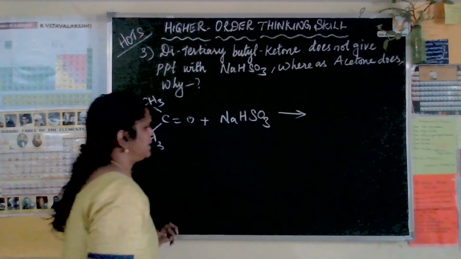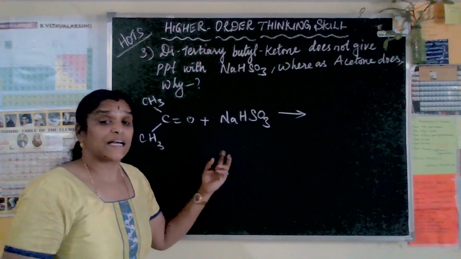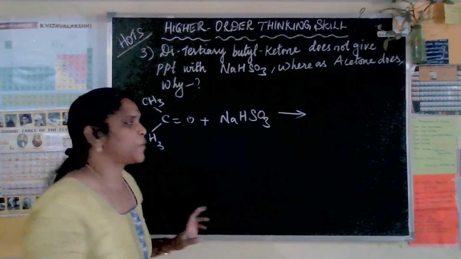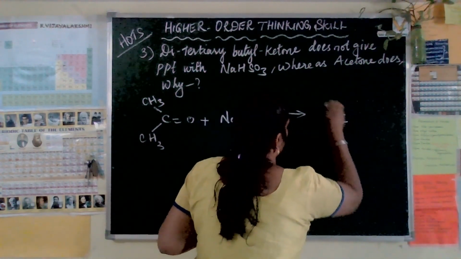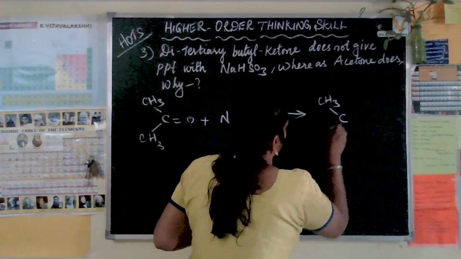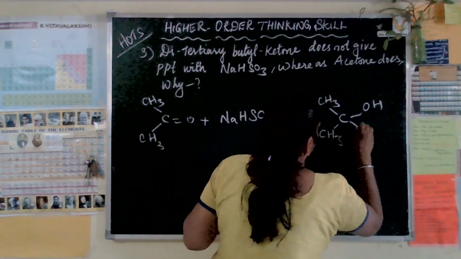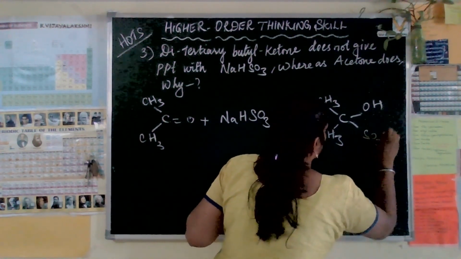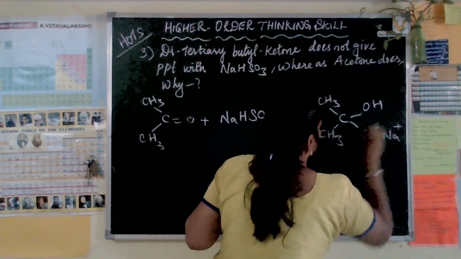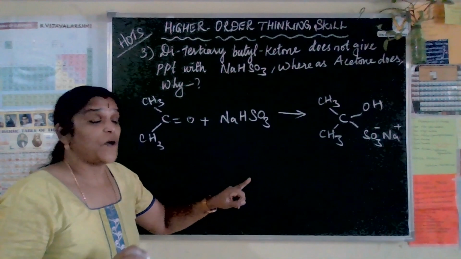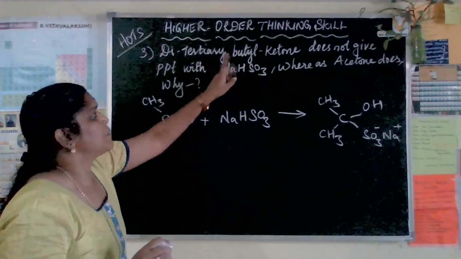So what happened here? You will get the crystalline precipitate of the addition product. So that means here C, here CH3, here CH3, here OH, here SO3Na. Here salt formation takes place. Yes, addition product. Whereas di-tertiary butyl ketone.